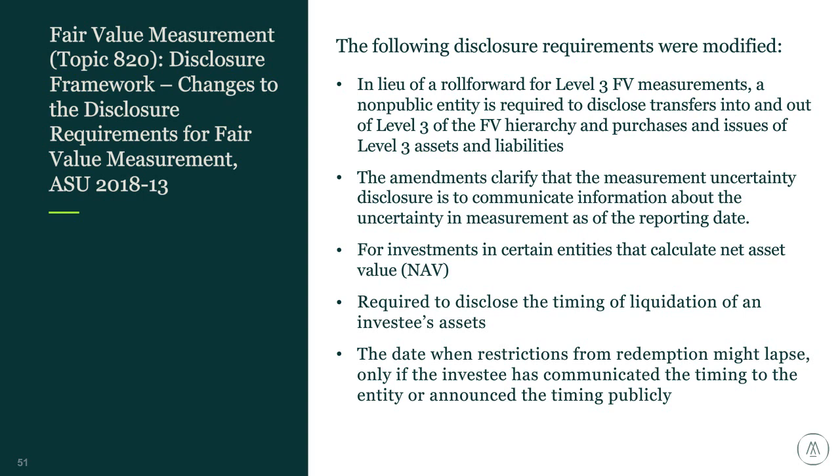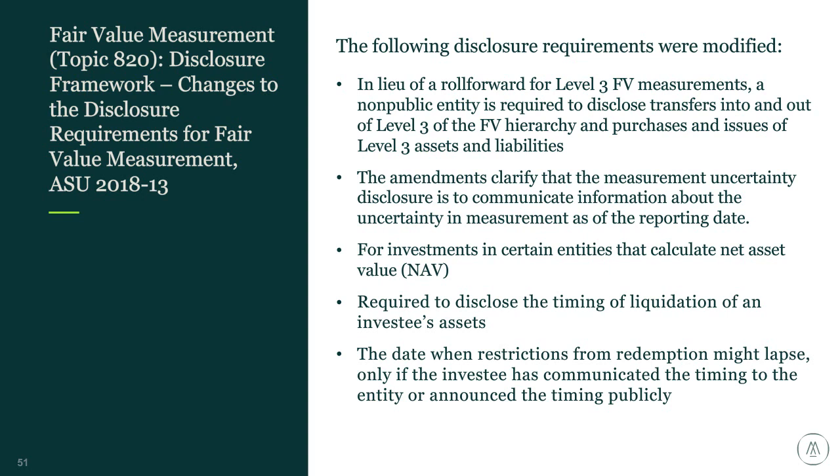With this ASU, there's also clarification on the measurement uncertainty disclosure. The measurement uncertainty disclosure relates to uncertainty in measurement as of the reporting date rather than sensitivity to changes in the future. This new disclosure intends to convey measurement uncertainty because of the use of unobservable inputs that reasonably could have been different at the reporting date, rather than sensitivity to expected future changes.